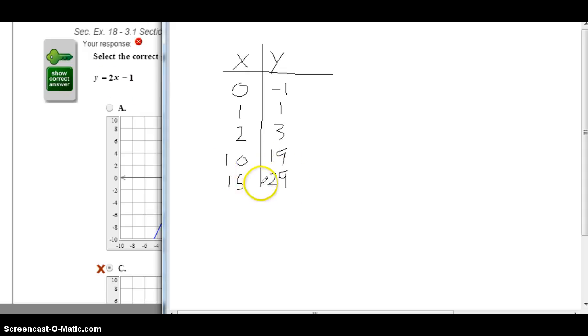And you can also pick values for y as well. You don't have to just choose for x. In some equations, it's easier to pick for one or the other. But just pick values and then solve for the other one.